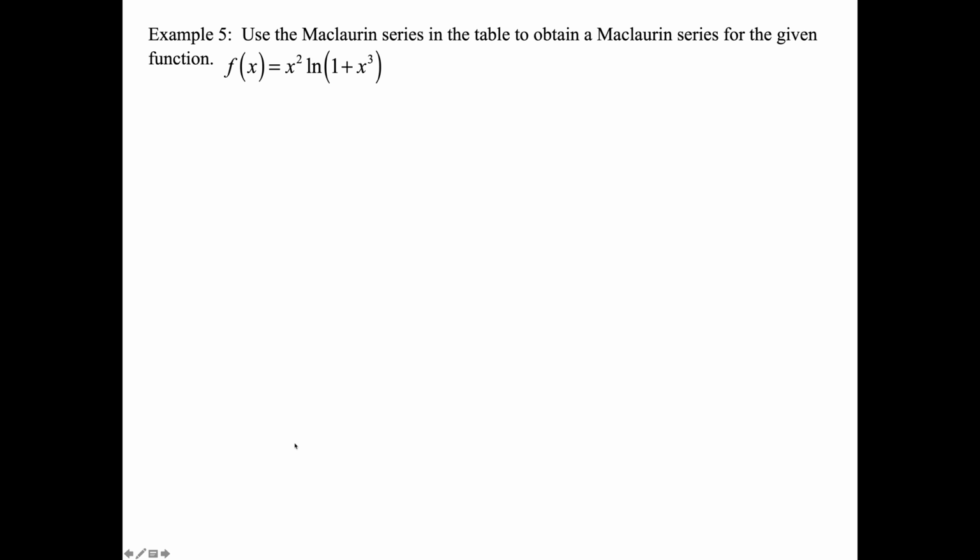All right, so example 5. Use the Maclaurin series in the table to obtain a Maclaurin series for the given function. F of x equals x squared times natural log of 1 plus x to the third. All right, so this looks a lot like your natural log of 1 plus x. So we're going to take this and we're going to tweak it a little bit. We're going to take this x to the third, and it represents every x in our series. So we're going to replace that with all the x's.